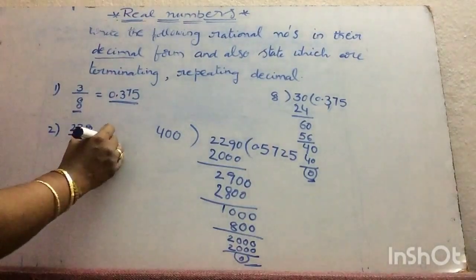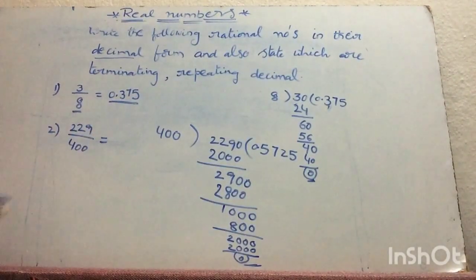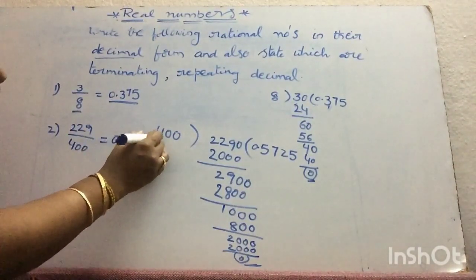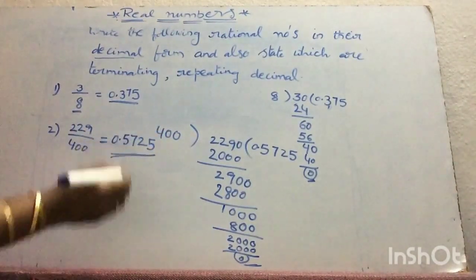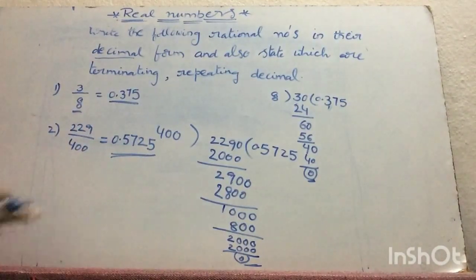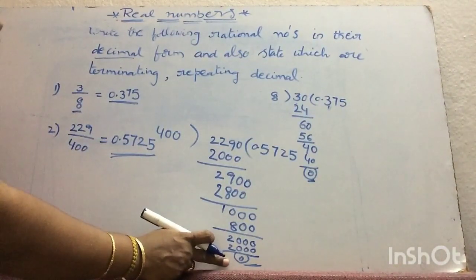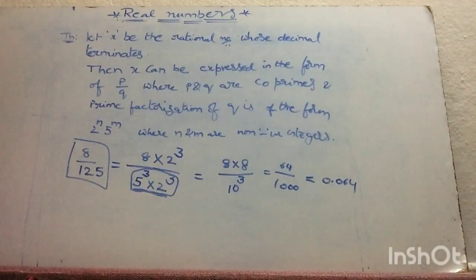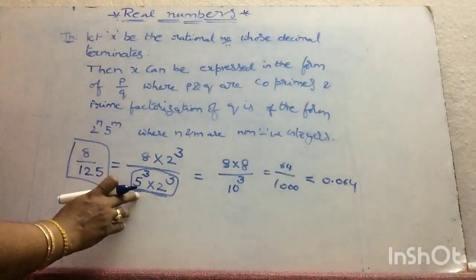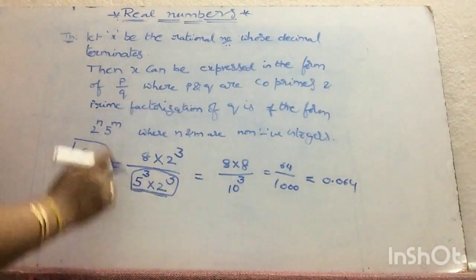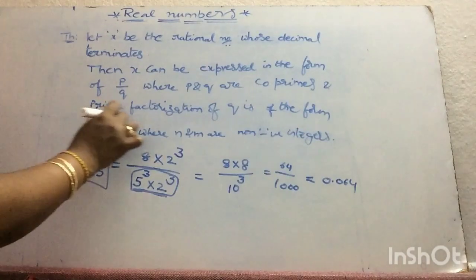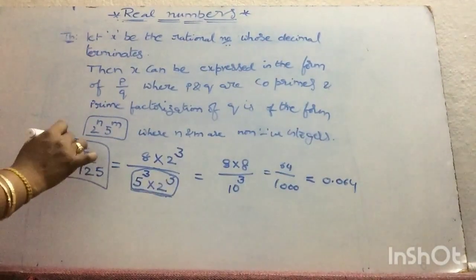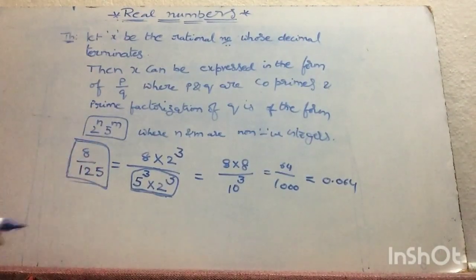That's why the decimal form of this rational number is 0.5725, and this is a terminating decimal because the remainder is 0. If the denominator is written in the form 2 power n into 5 power m, then this fraction is known as a rational number.